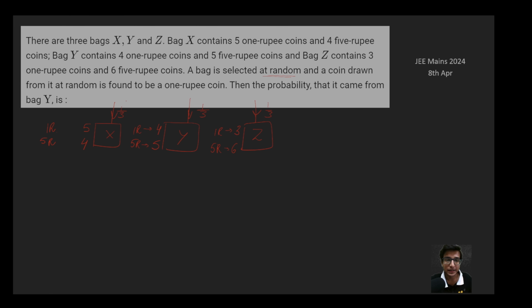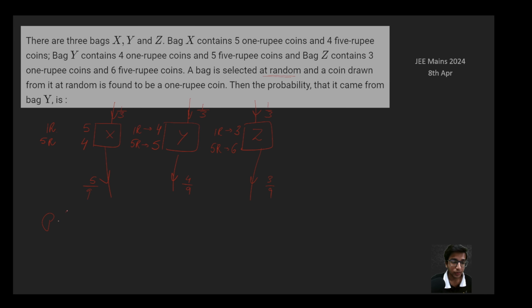That we have to find basically first, as per total probability theorem, let us find out the probability of finding a 1 rupee coin from each bag. So from here, finding the probability of 1 rupee coin is going to be 5 by 9. It is going to be the total number. From here it is going to be 4 by 9 and here it is going to be 3 by 9.